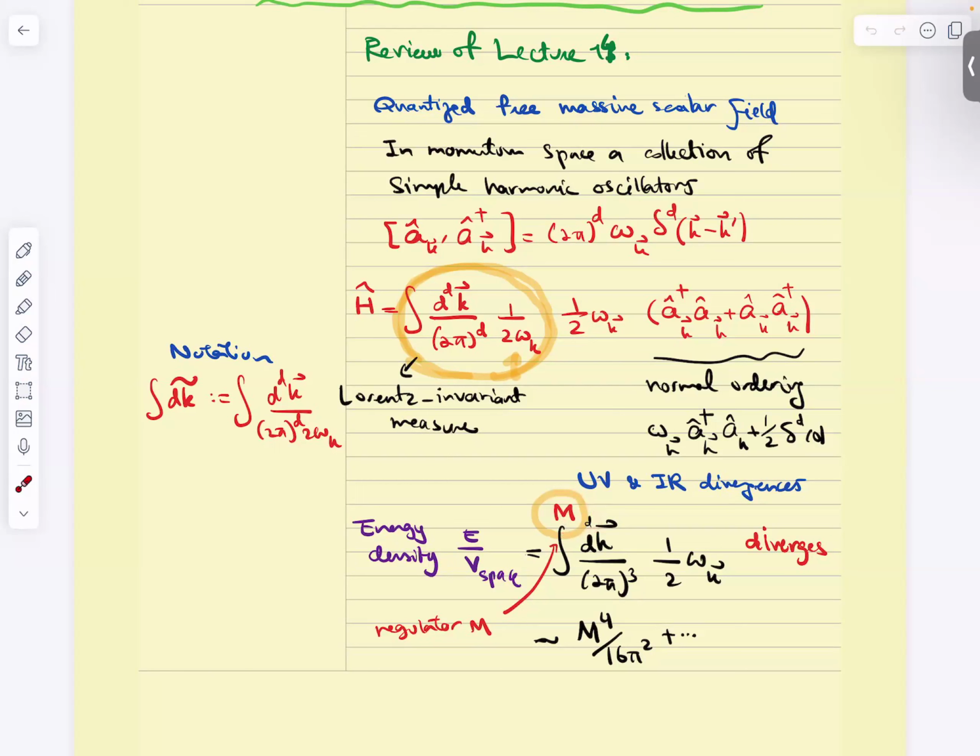Anyway, so here's a regulator that we pick. In this case, the theory is so simple, it's not violating any symmetries. What are the symmetries that you have for a massive scalar field? I only know of one symmetry. You know what it is?